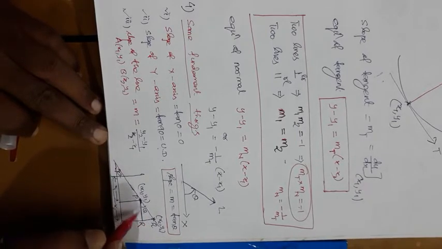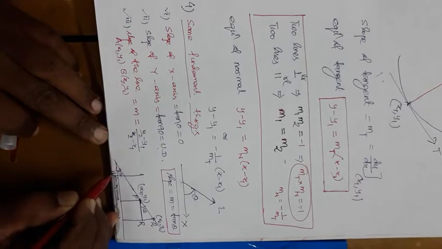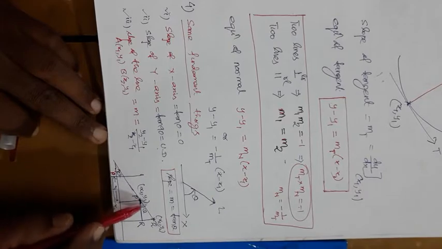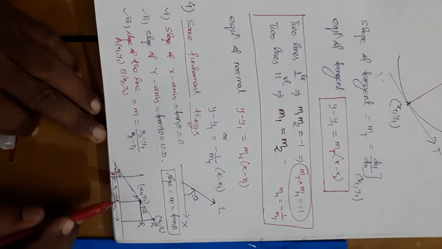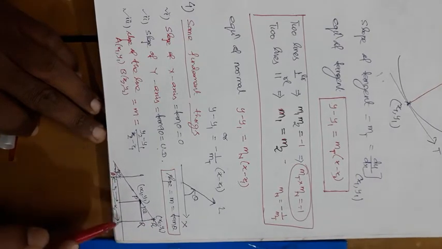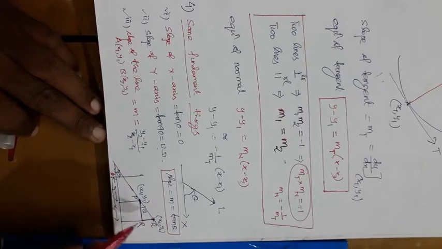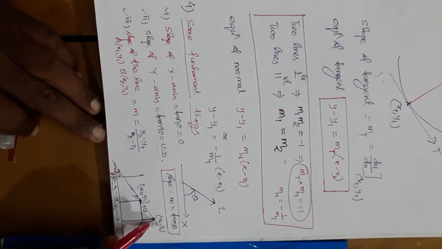QR by PR. This is the origin, and this length is x1. So the points are (x1, y1) and (x2, y2). This length is x1, this is y1. This length is x2, this length is y2. And what is QR? This length is y2 minus y1. It is y1, the total is y2, so this length is y2 minus y1.